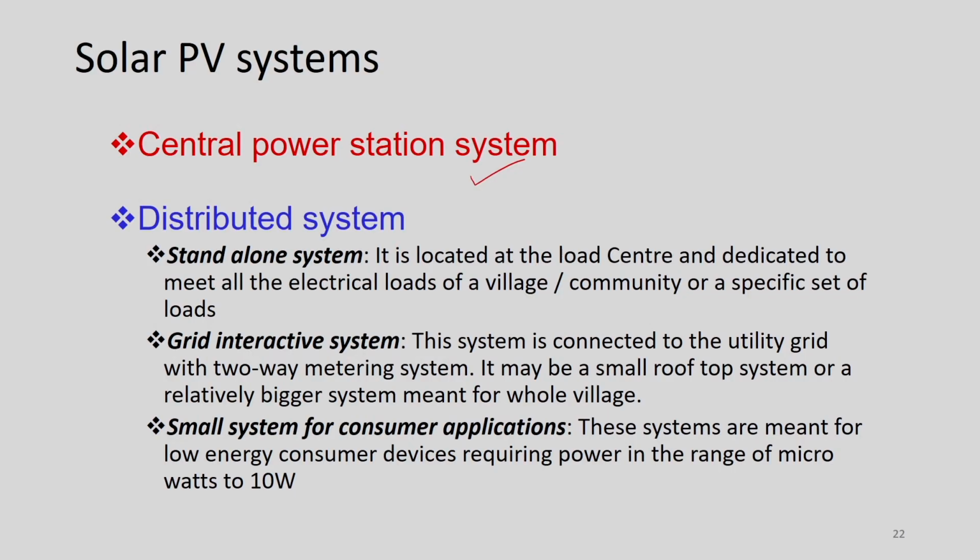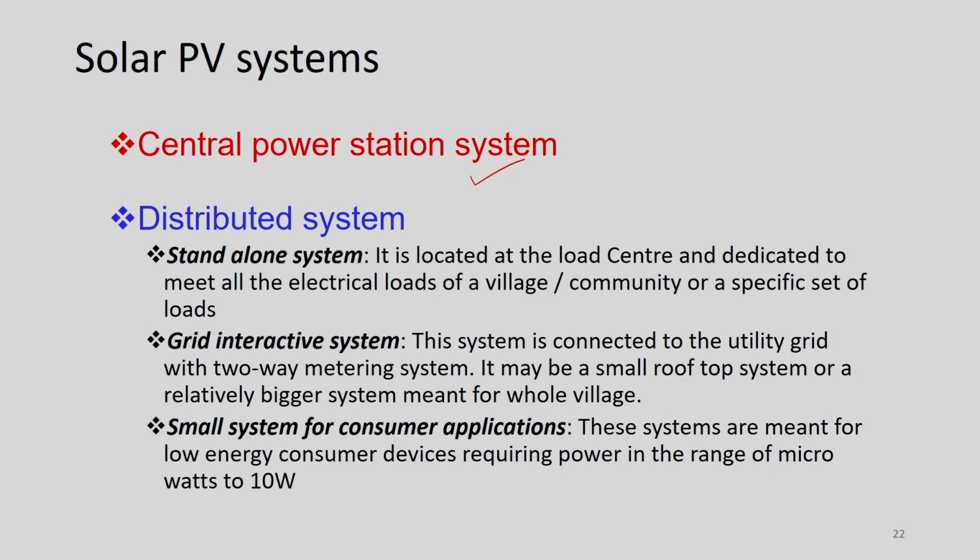Under this distributed system, there are many categories like standalone system, grid interactive system, and small system for consumer applications. Standalone systems may be if you are interested to give power to a small village or locality, that can be given. So, that will fall under standalone system, or maybe for irrigation purpose, if we have to give some kind of energy from solar, that is nothing but standalone system.